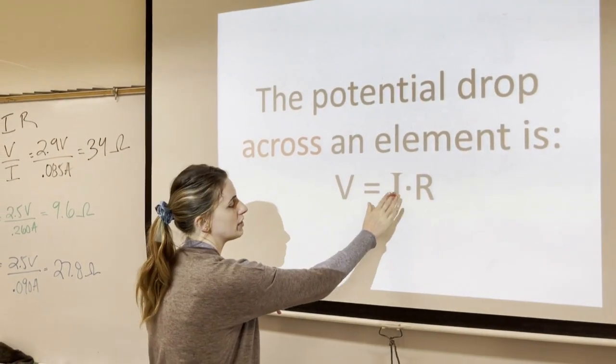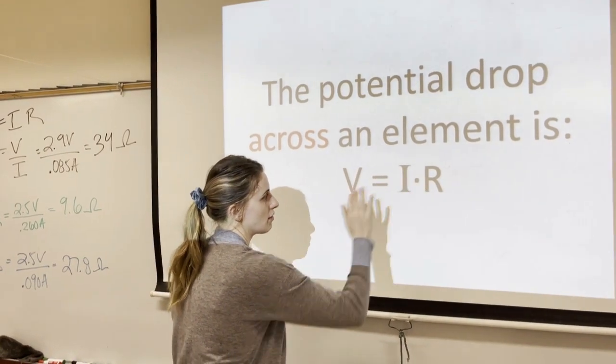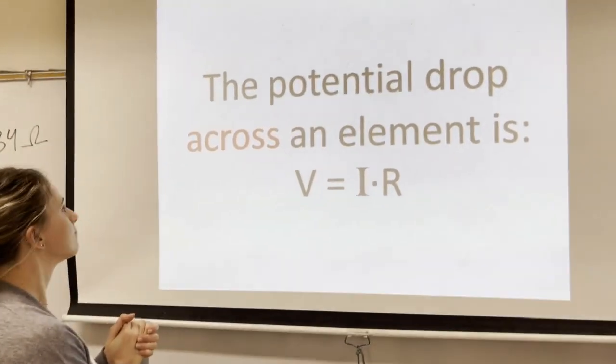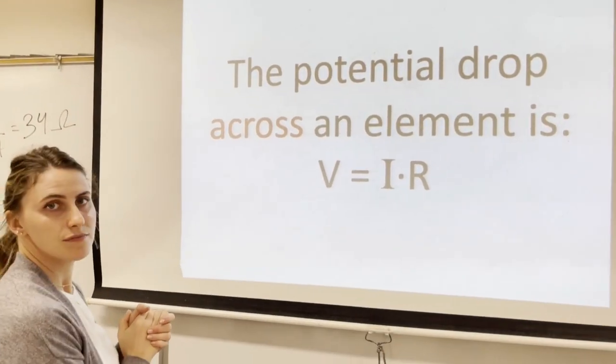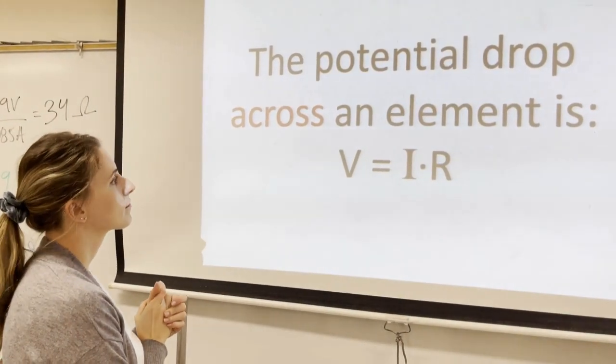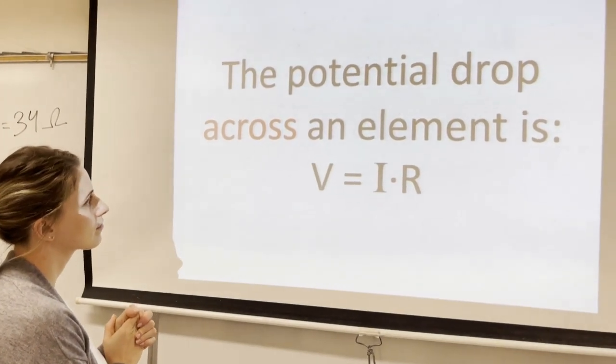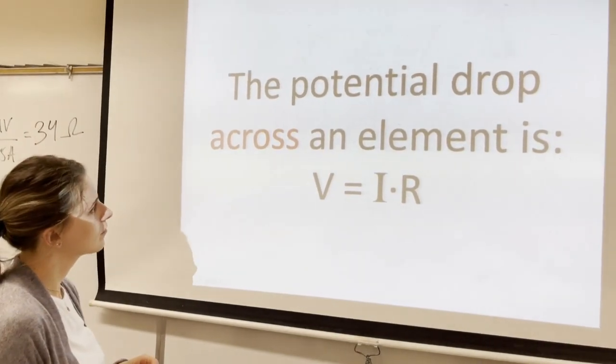Now, the potential drop across an element is the voltage. The potential drop would be the current times the resistance. We actually measured that with a voltmeter in our lab. But if you're doing a problem out of the book or designing a circuit, this is how you find out what the potential drop's going to be.